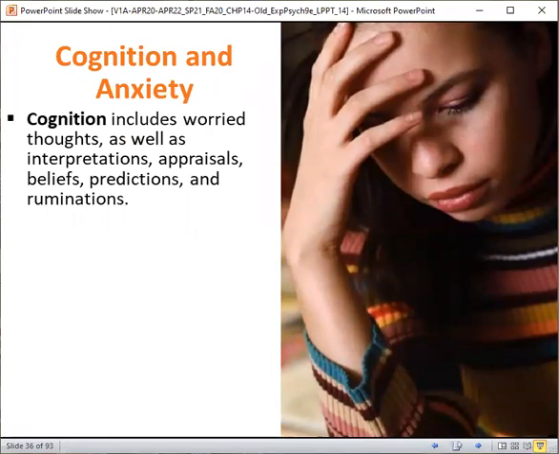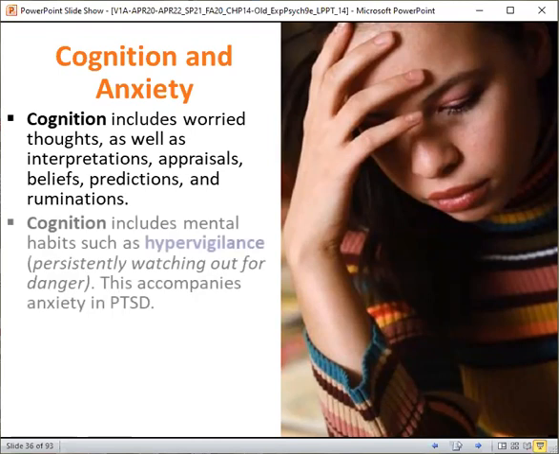Cognition and anxiety. Cognition includes worried thoughts as well as interpretations, appraisals, beliefs, and predictions, and ruminations. We just go over something over and over and over again. It's like you keep chewing on it. Cognition includes mental habits such as hypervigilance, persistently watching out for danger. You're on red alert. This accompanies anxiety and PTSD.